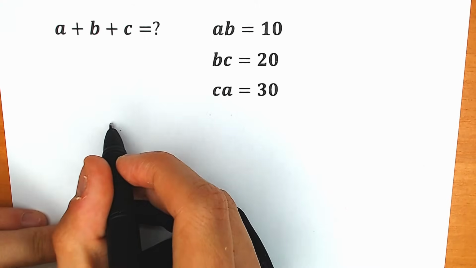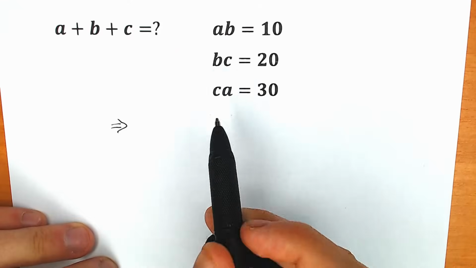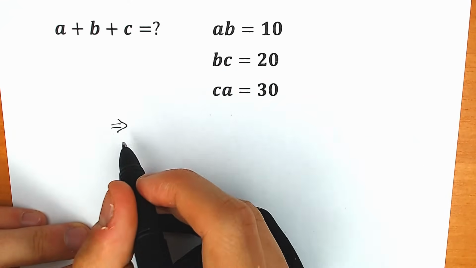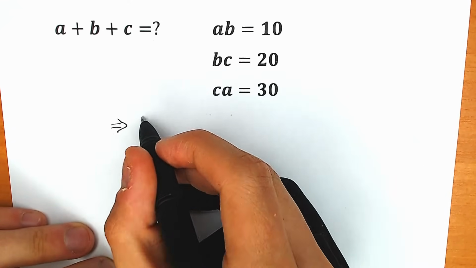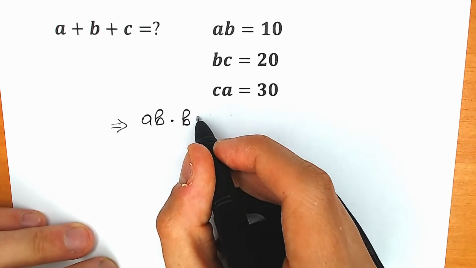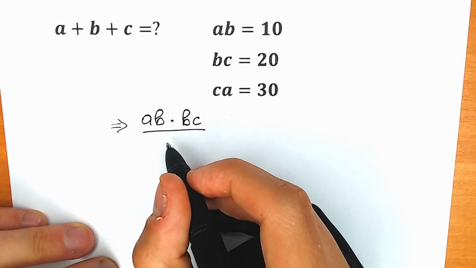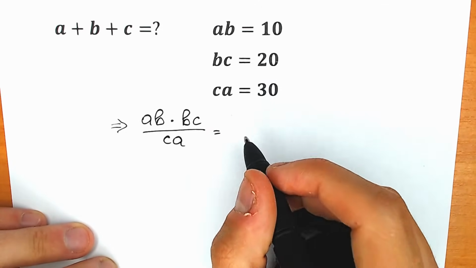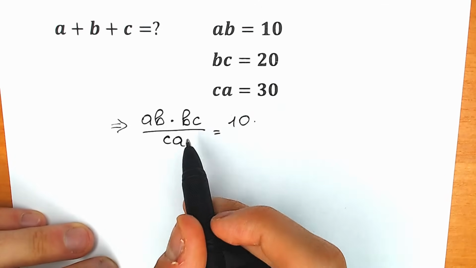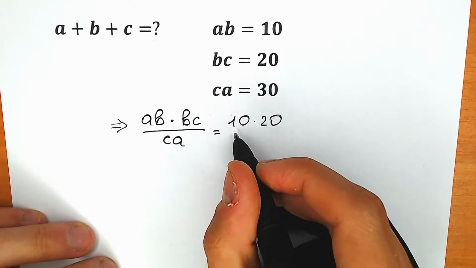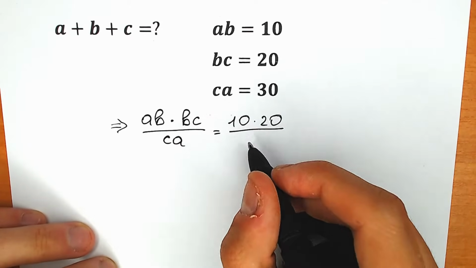First of all, our first step: let's multiply AB times BC and divide it by CA. So we have AB multiplied by BC and divided by CA. We know everything: AB equals 10, so it's 10 times BC equals 20, divided by CA equals 30.